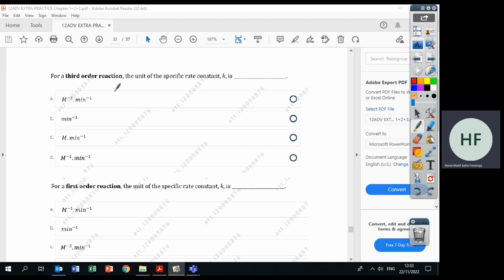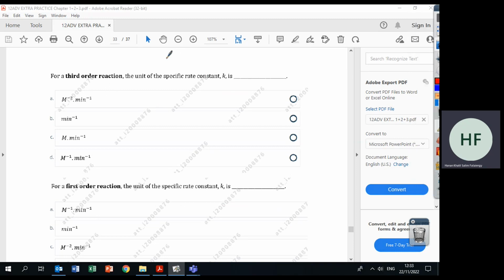Okay, now this question is asking about the unit of k. Unit of k is 1 over s times m to the order minus 1. Here it is a third order, so you put 3 instead of the order. So it will be 1 over s times m to the 3 minus 1, which is 1 over s m square. If we bring these two up, it will be s minus 1 m minus 2. Okay, here minutes is okay. Minutes or seconds doesn't matter because both of them are units of time.